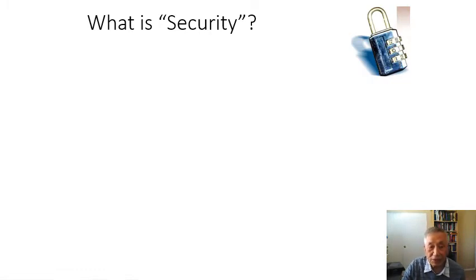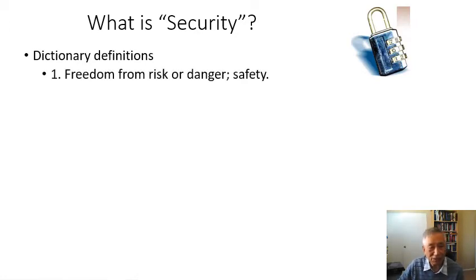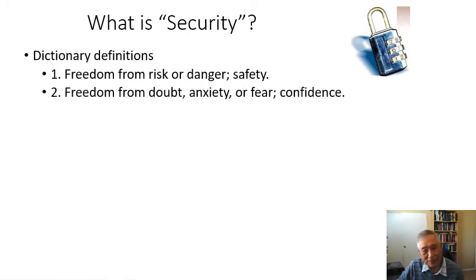So the first thing we talk about is security. We want to be safe in daily life and in our work. We don't want to be threatened or harmed. The dictionary definition is freedom from risk or danger. So it's safety, and in a way, secure means safely maintained. Then freedom from doubt, anxiety, or fear, or confidence. This sounds more like a psychological effect. And then we want to have a feeling of confidence, a feeling of trust that everything is just fine.